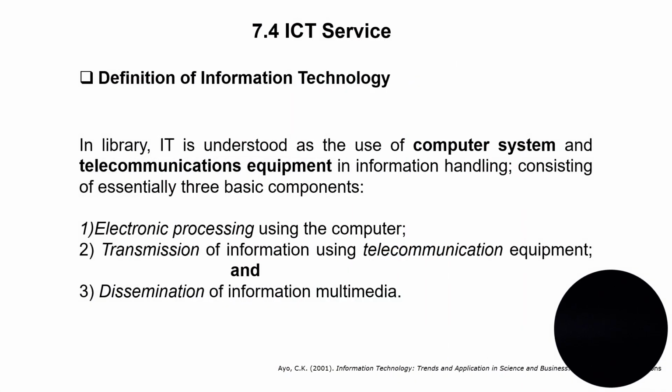Okay, definition of IT. In library, IT is understood as the use of computer system and telecommunications equipment in information handling, consisting of essentially three basic components. So in the library, you need to remember that we have three basic components of IT. First, electronic processing using the computer. Second, transmission of information using telecommunication equipment. So whatever it is, library needs to involve the transmission of information, the dissemination of information, and multimedia.